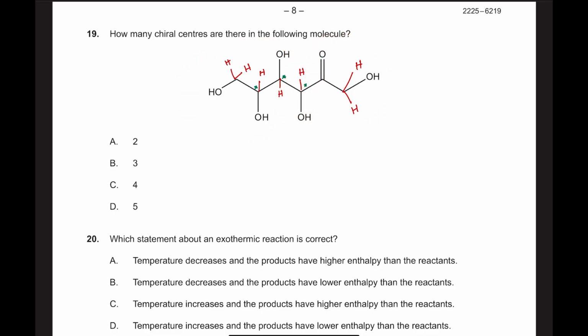So 4 different groups. That's why it's chiral. This carbon cannot be chiral because it's an sp2 carbon. If a carbon is chiral, it has to be sp3. So that means this carbon should form 4 bonds. And for the last one, this carbon has 2 hydrogens attached to it. Again, cannot be chiral. So there are 3 chiral carbons in this compound. So answer should be B.